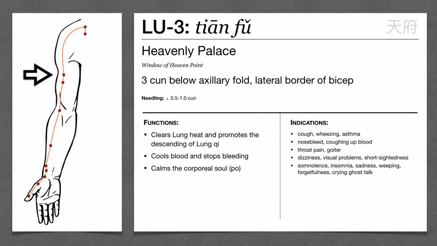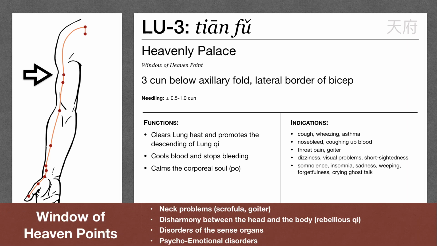Lung 3 is a window of heaven point. This one's a bit special because most window of heaven points are located on the neck, while lung 3 is located on the arm. But the lung channel goes to the throat, so it kind of makes sense that this could be a window of heaven point. Remember, these are the functions of window of heaven points, and all of them are represented here.